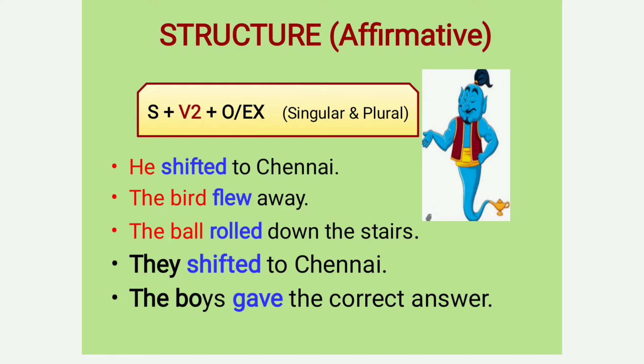Look at the subject. The first three sentences have a singular subject, but they too have the past form of the verb. And look at the last two examples, they and the boys. They are plural, and they too take the V2 form of the verb. So in past tense, whether the subject is singular or plural, we use only the V2 form of the verb, that means the past form. Once again, I am recalling the structure of simple past tense for an affirmative sentence: subject, followed by the past form of the verb, and object or extension of that sentence.